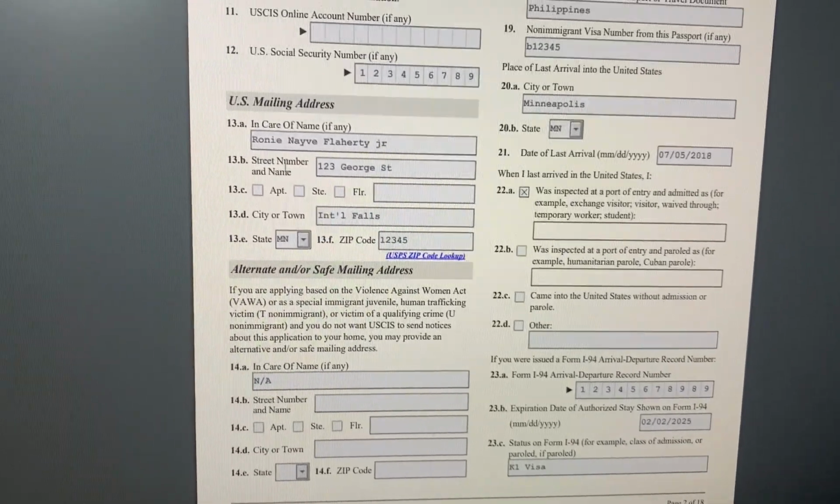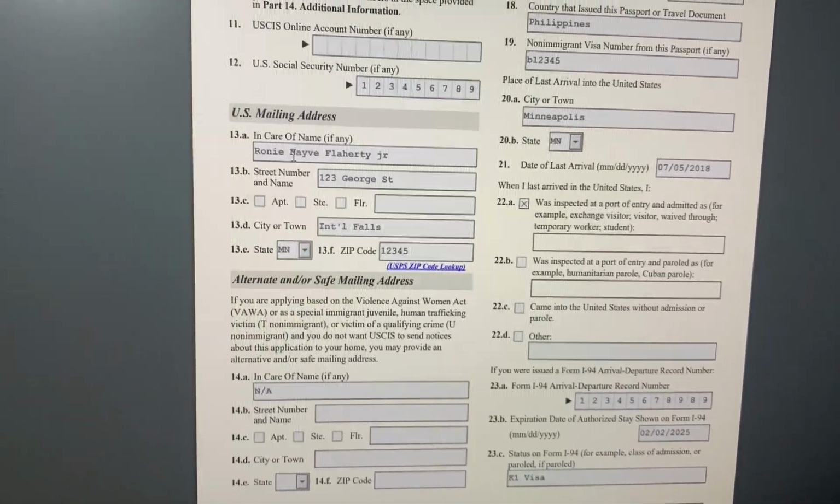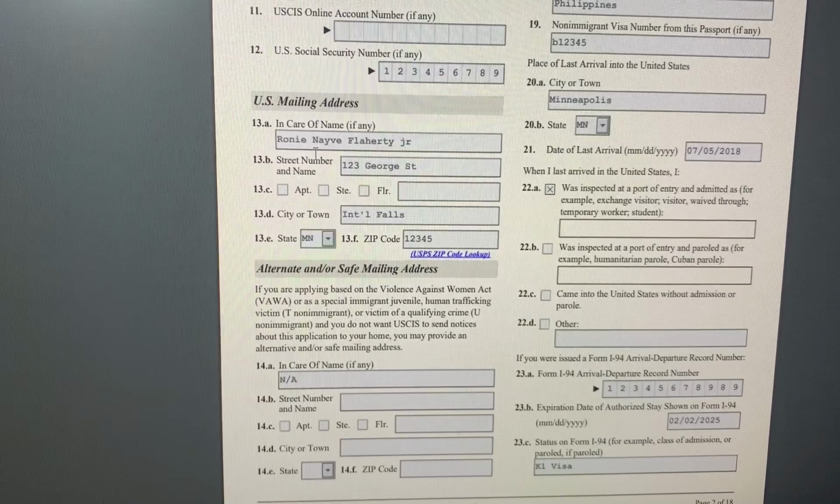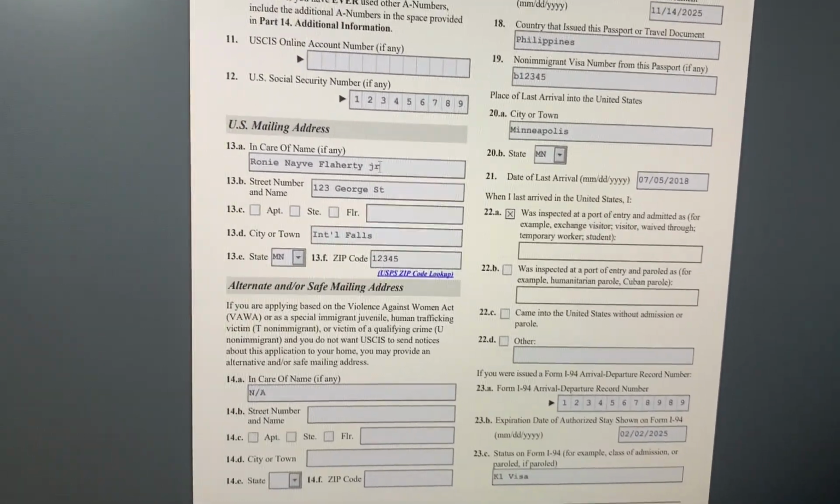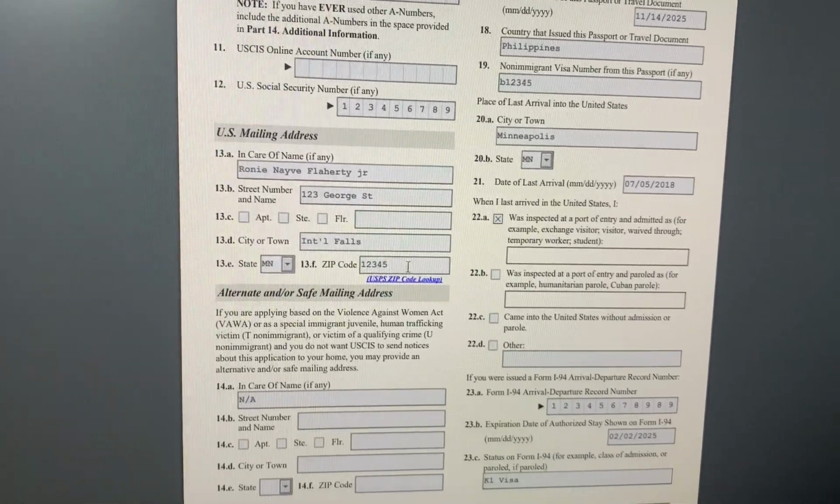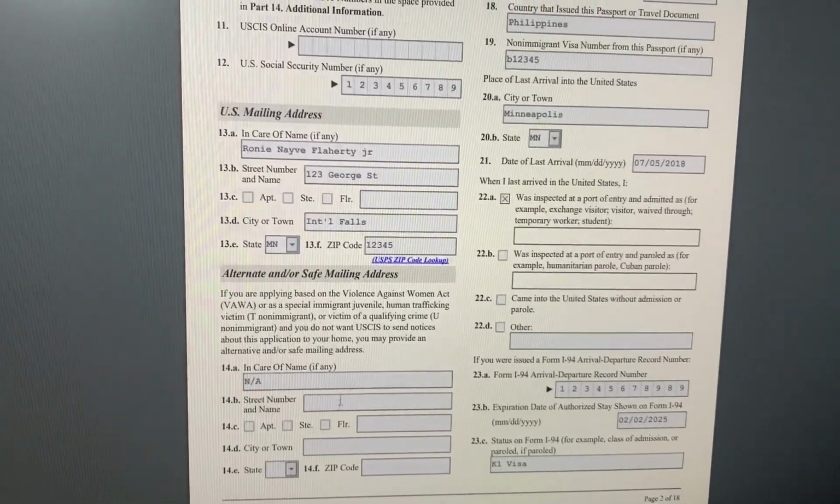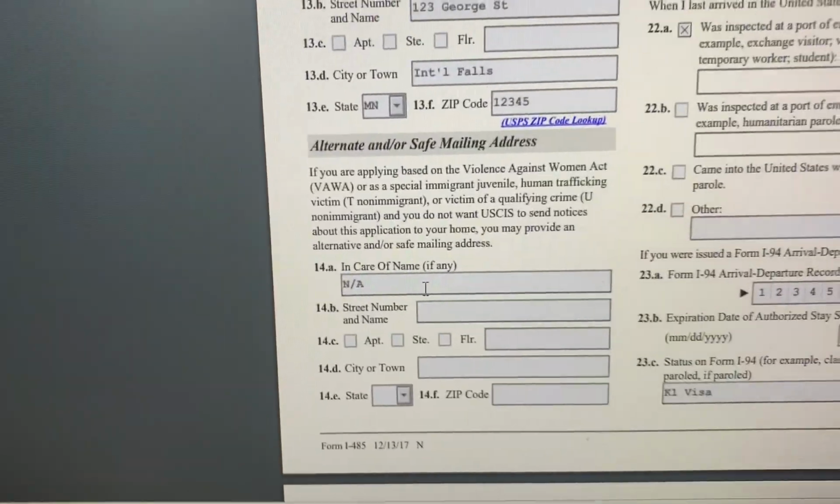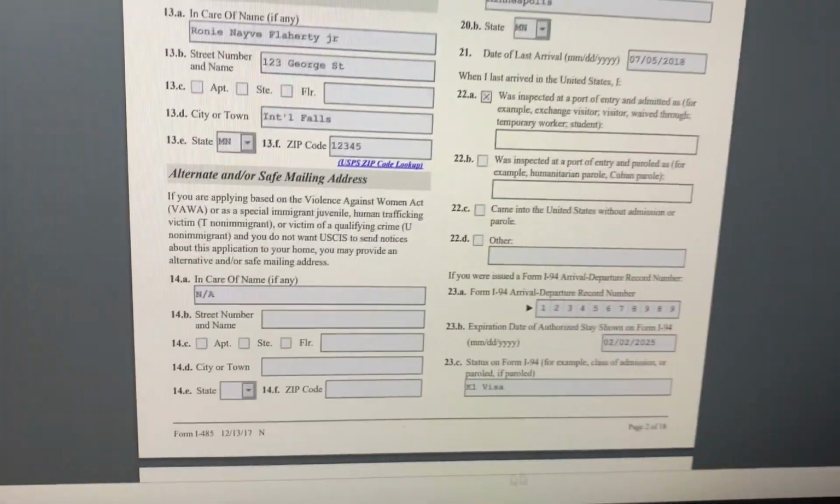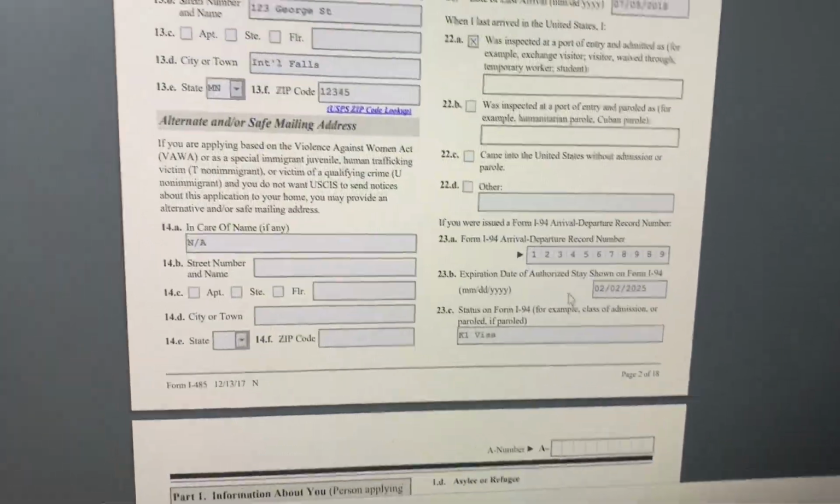I just put my name on it because this is my paper, so I put my name, my address and stuff. And no, I didn't fill this part because it's the same one. And moving on, number 23.